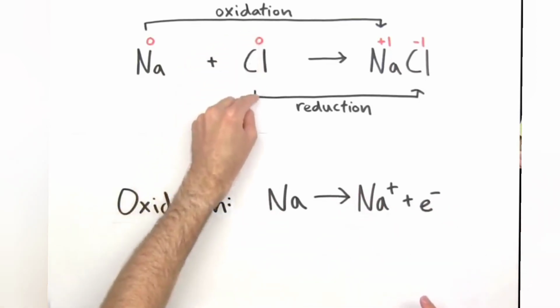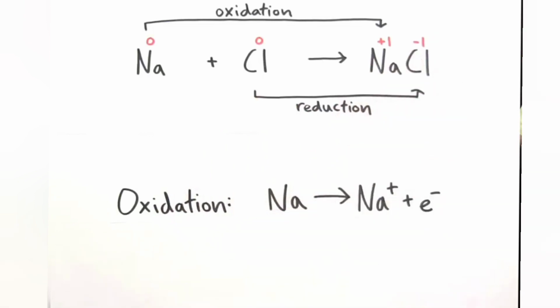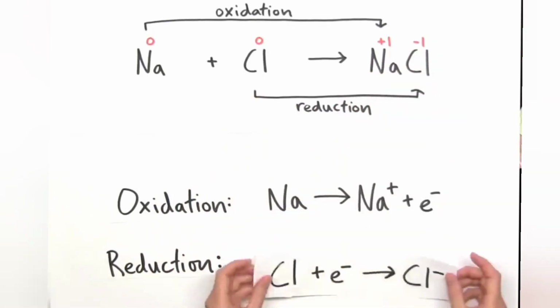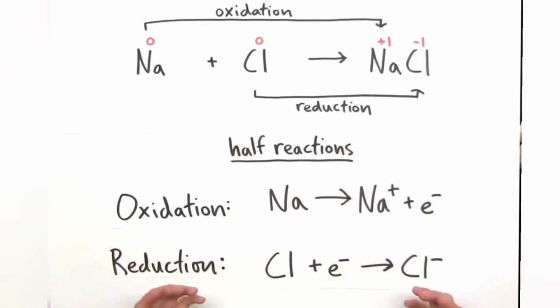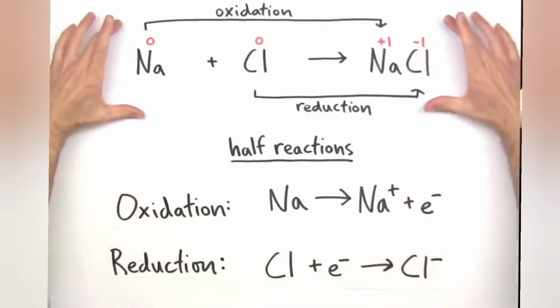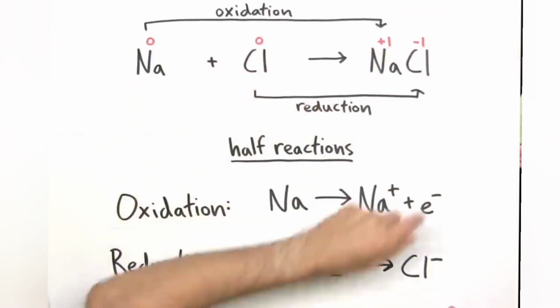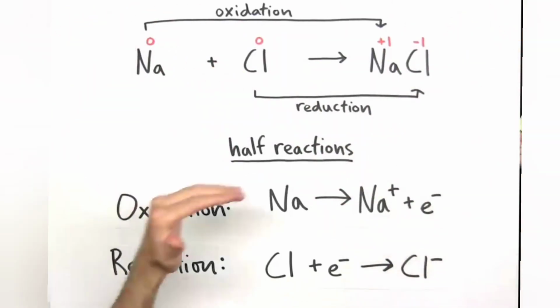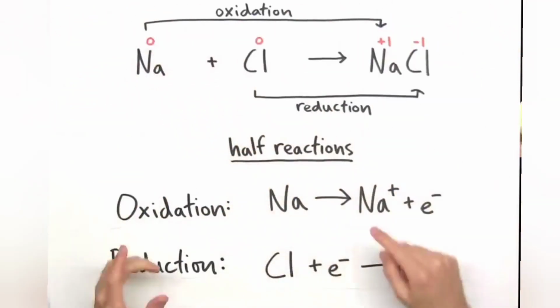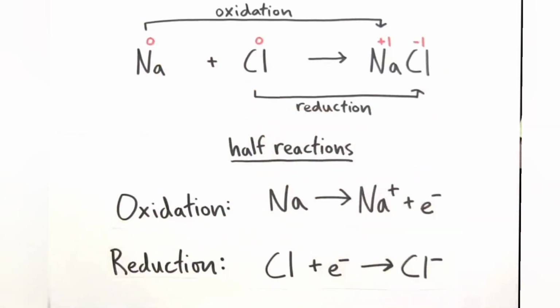Reduction is the gain of what? Electron. So oxidation is loss of electron, reduction is gain of what? Electron. In this process, we say sodium is what? Oxidized, and chlorine is what? Reduced. And we call this oxidation reaction and reduction reaction separate reactions. We call them half reactions. What do I call them? Half reactions.